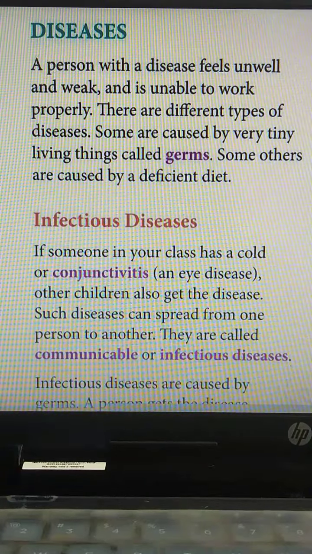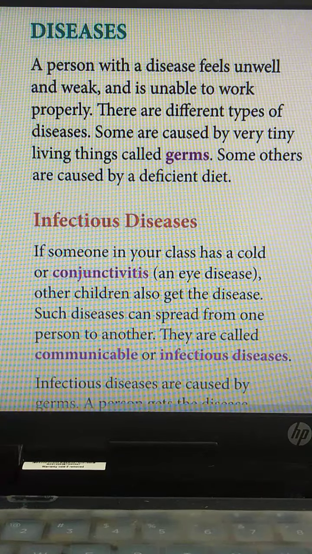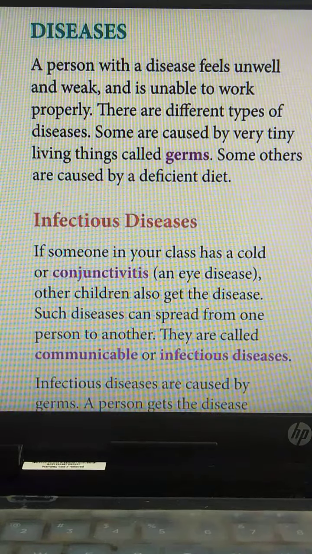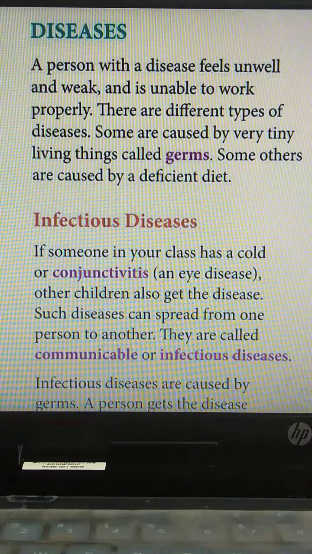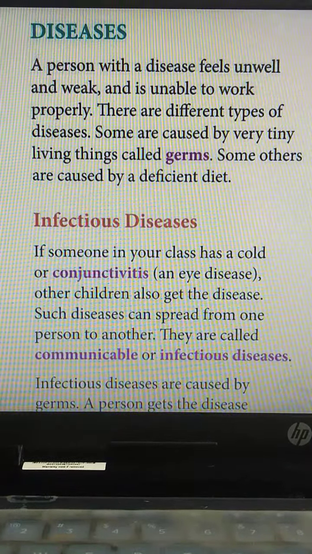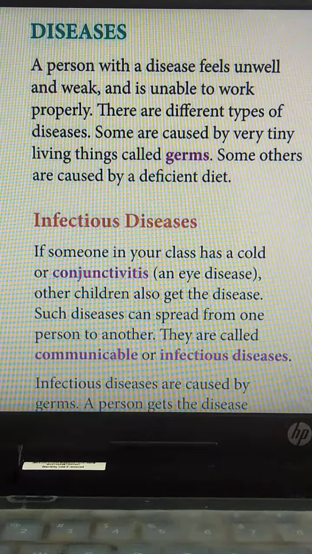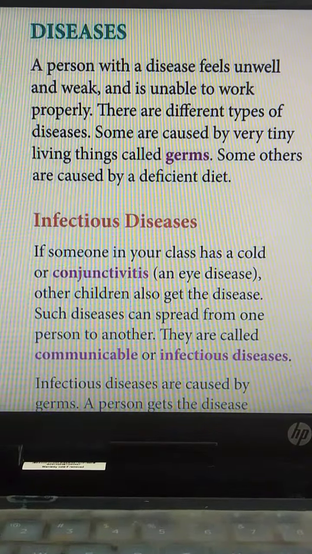As we know, when we are suffering from fever or cold or any disease, at that time you are unable to walk properly, right? Suppose you are suffering from fever, you are unable to come to school to study. You have to stay at home. You have to take rest because at that time your body is very weak.